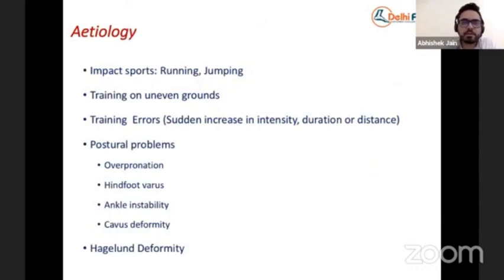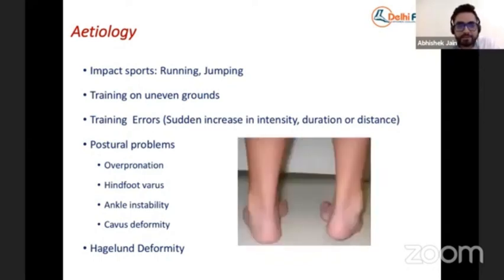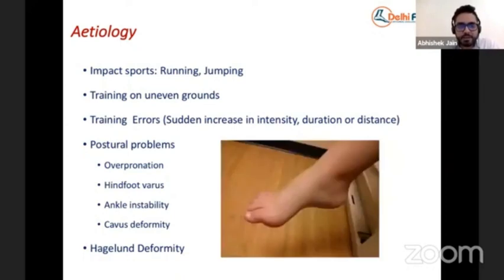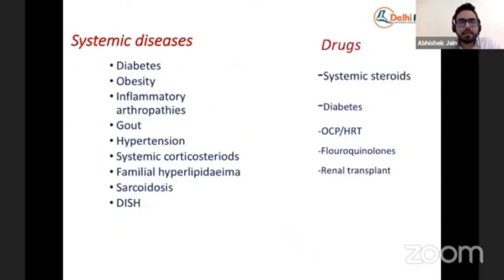What are the reasons for Achilles tendon pathology? Most commonly, impact sports like running and jumping, training errors or training on uneven grounds, and postural problems like hyperpronation or flat feet, varus feet, ankle instability, and cavus feet. And definitely, Haglund deformity is one of them.